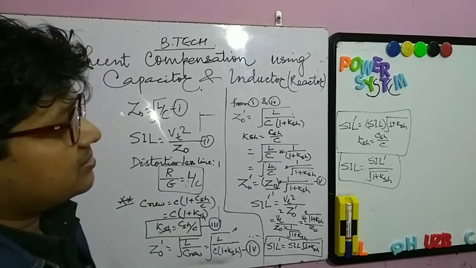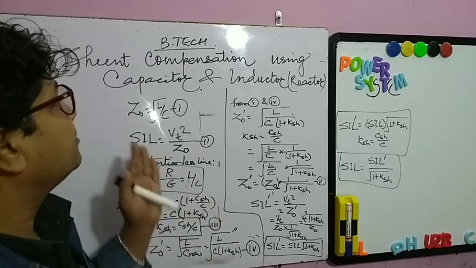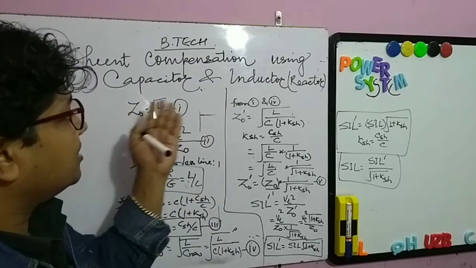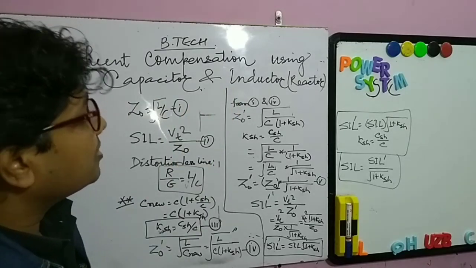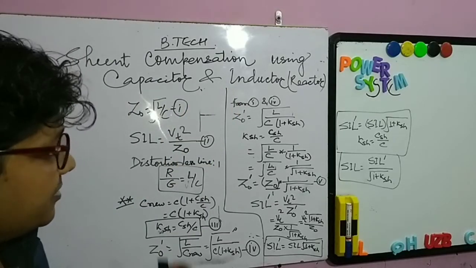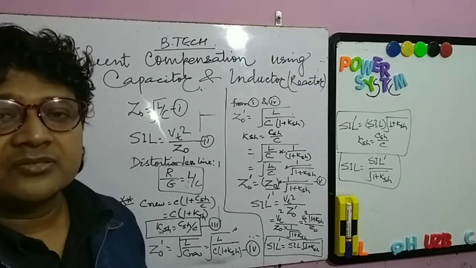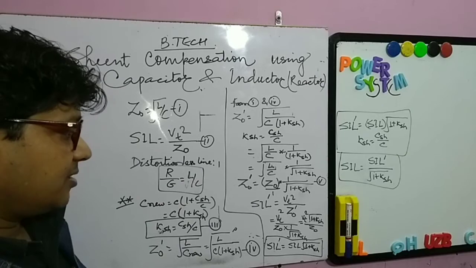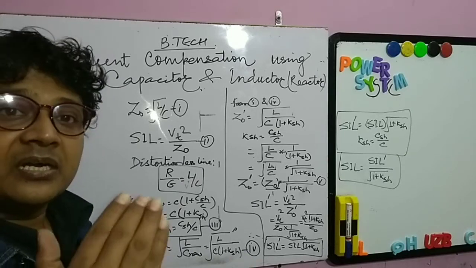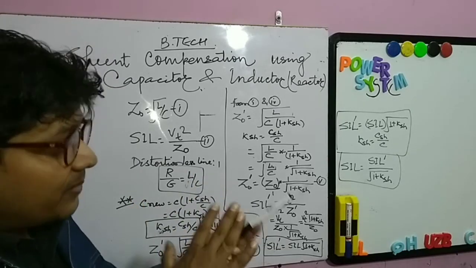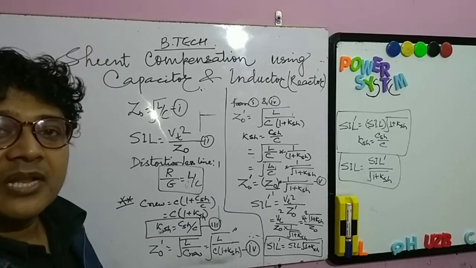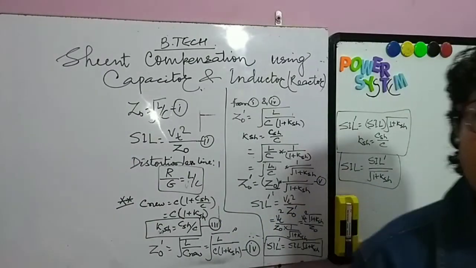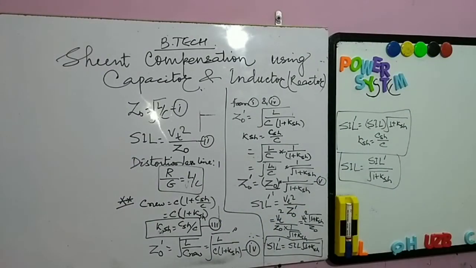Later on we will discuss another problem, but first we have to see shunt compensation using a capacitor, and after that we will see shunt compensation using an inductor. Now it's the turn of the inductor. So how do we get shunt compensation when we connect an inductor in parallel with the capacitance of the line? So this is the case. Fine, I hope it is very much clear to all of you.